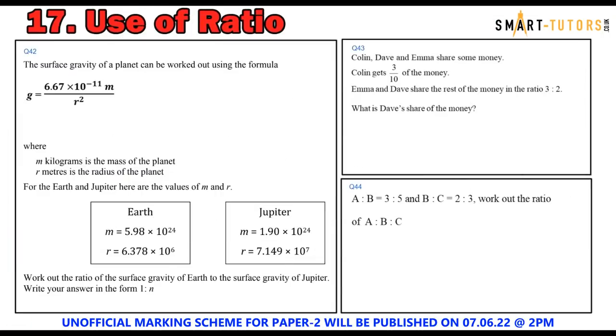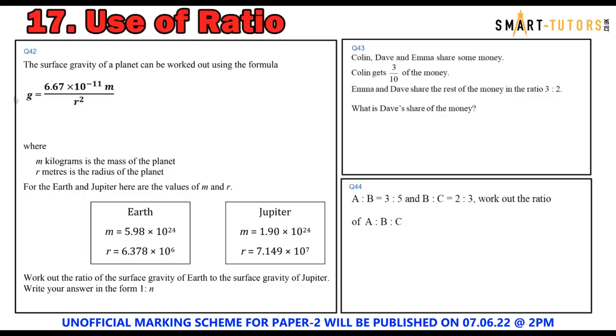Topic 17, use of ratio. The ratio question can come in any format. We particularly choose this question. Maybe this question involved use of calculator and the final answer in the ratio. In addition to this question, we have 2 more ratio questions, but the ratio is a wider topic. It can come in any format. So the question number 42 we selected.